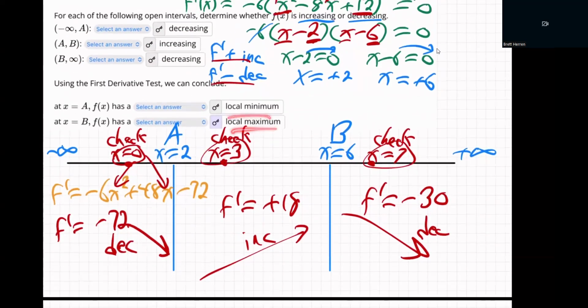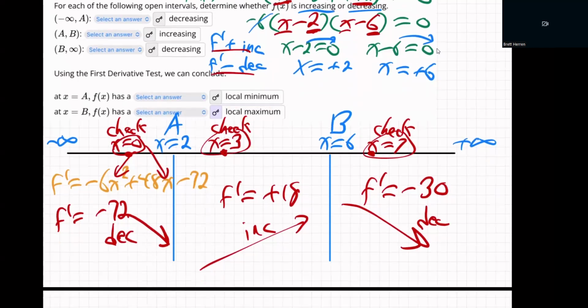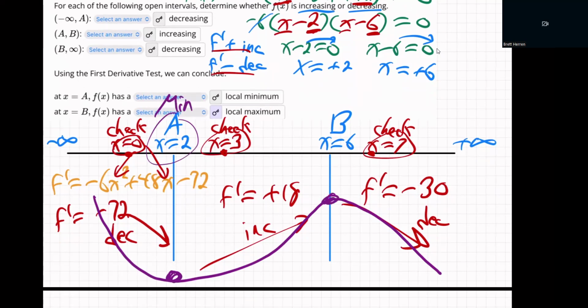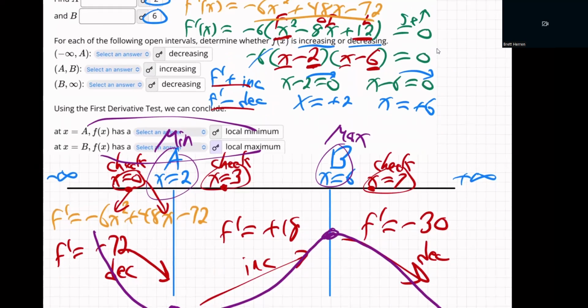So where are the local maxes and mins? Well, now you can see what's happening. So the function's going down here, up here, and then down there. So this point here, A must be a minimum, and this point here, B must be a maximum. So A is a min, B is a max. And there we go.